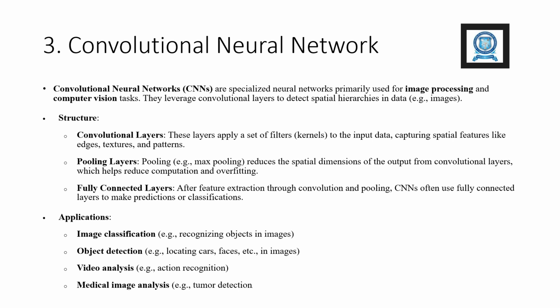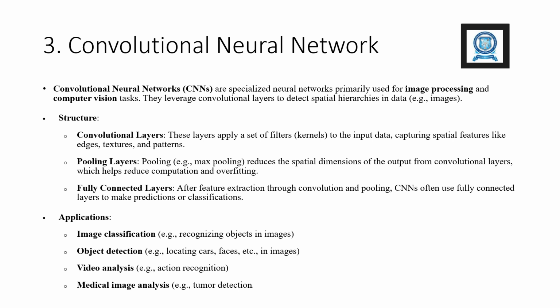Third model is convolutional neural network. Convolutional neural networks are specialized neural networks primarily used for image processing and computer vision tasks. They leverage convolutional layers to detect spatial hierarchies in data.